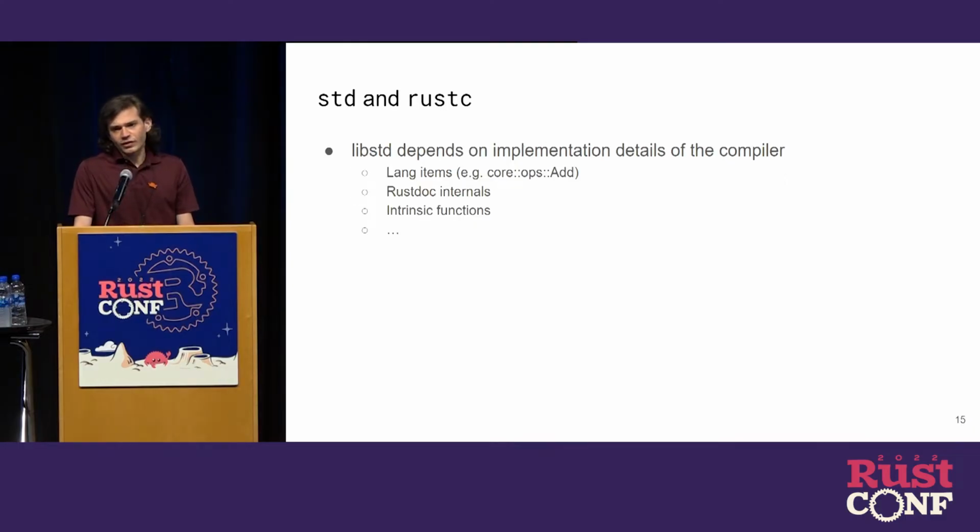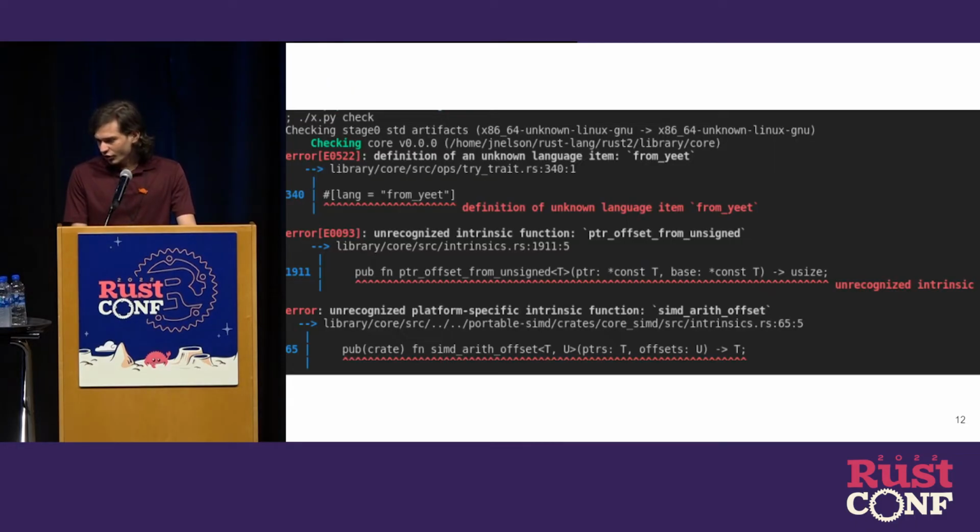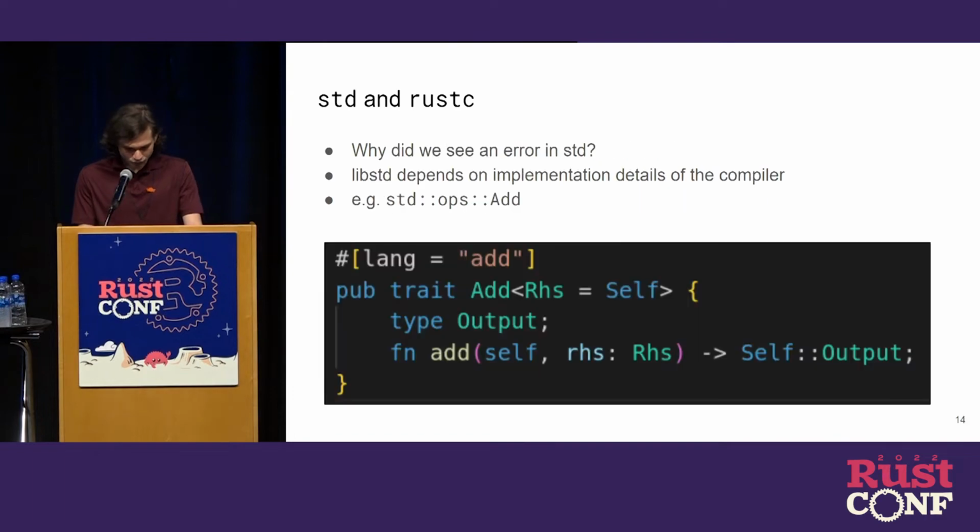And there's lots of things like this. It's not just operator overloading. The library depends on rustc internals, so we can document primitives and keywords. We have intrinsics. If you look at the error earlier, we have some intrinsic functions that were added in 1.62.